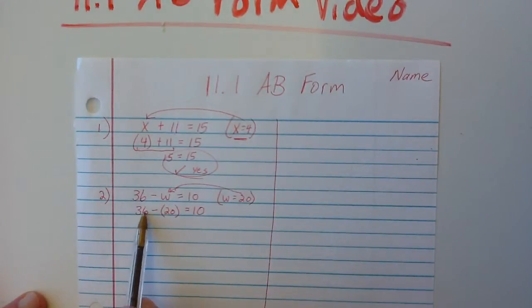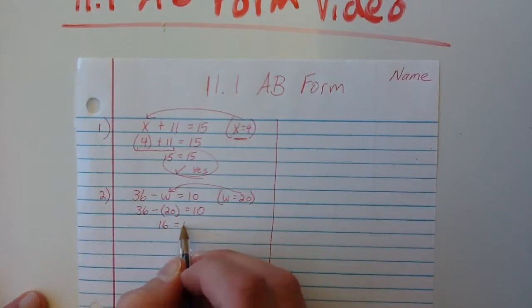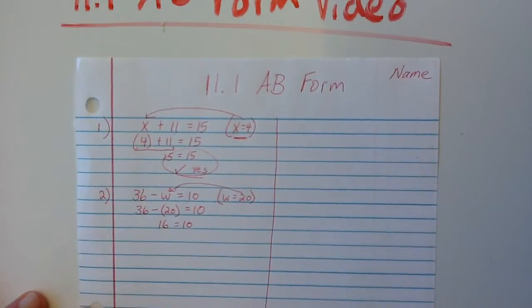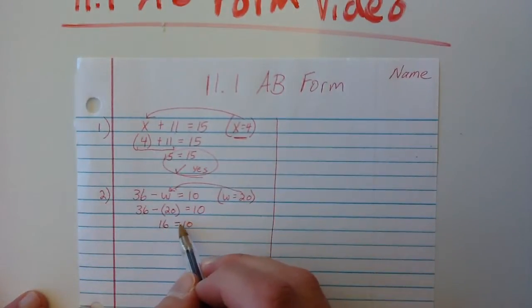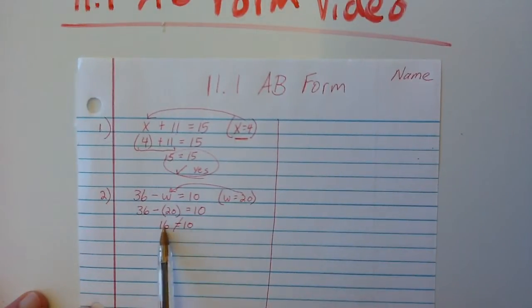So evaluate. 36 minus 20, well, that's 16. Does 16 equal 10? Does 16 ever equal 10? Does that make any sense? No. And so if it doesn't make sense, we're going to draw a diagonal line through the equal sign. This means 16 does not equal 10. 16 is not equal to 10.